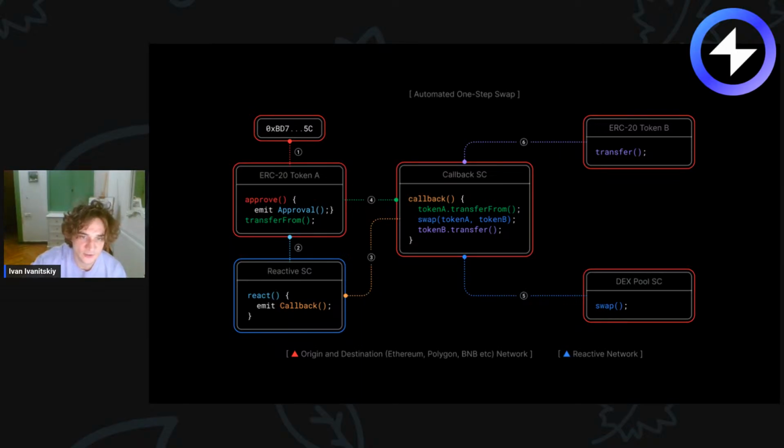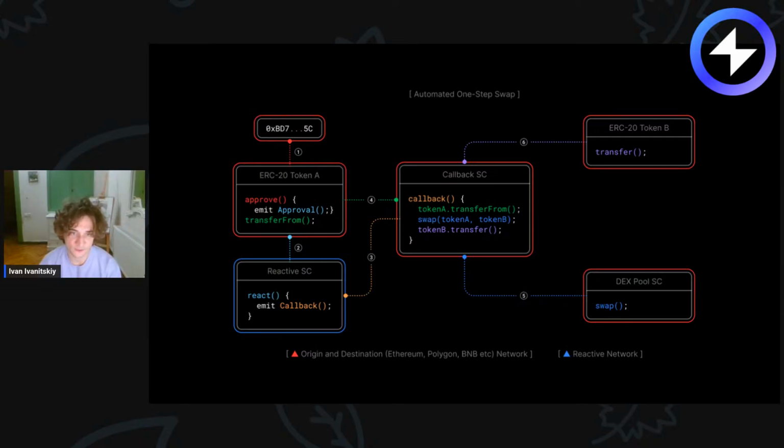So here you can see 1, 2, 3, 4, 5 smart contracts, right? And an EOA address on the top left. The first smart contract on the left, ERC20 token A, is a usual token, the one that you want to exchange during an automated one-step swap. And also you can see the same thing on the top right, ERC20 token B. On the bottom right, you can see a DEX pool smart contract, which is also a usual one, might be a Uniswap or some other pool. You most probably are familiar with that one as well.